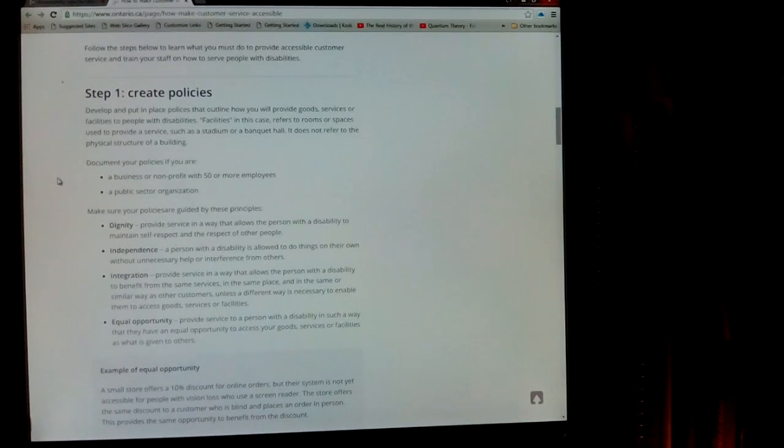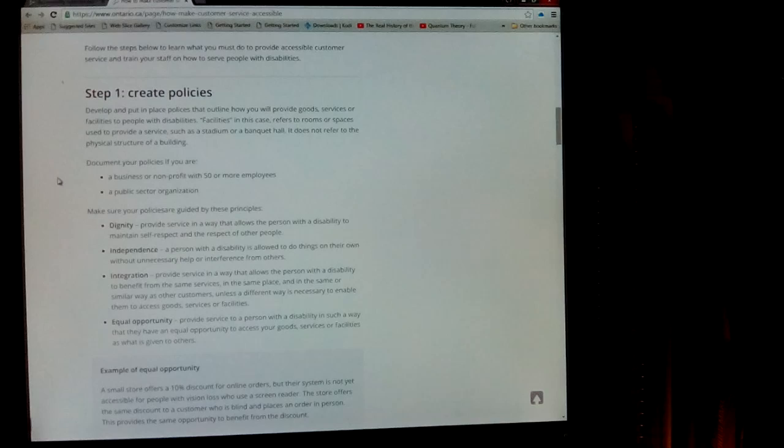Step 1, create policies. Develop and put in place policies that outline how you will provide goods, services, or facilities to people with disabilities. Facilities in this case refers to rooms or spaces used to provide a service, such as a stadium or a banquet hall. It does not refer to the physical structure of a building. Document your policies if you are a business or not-for-profit with 50 or more employees, or a public sector organization. Make sure your policies are guided by these principles.